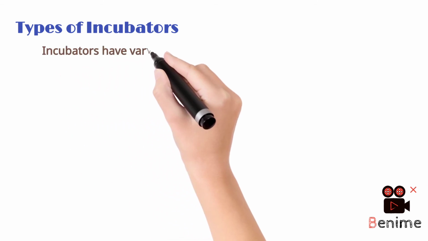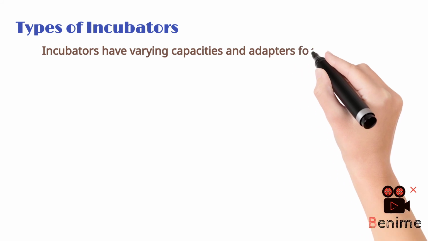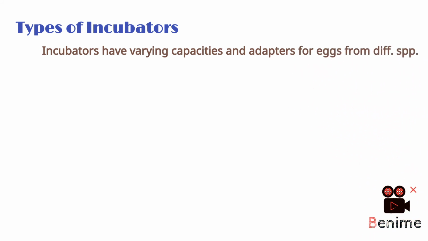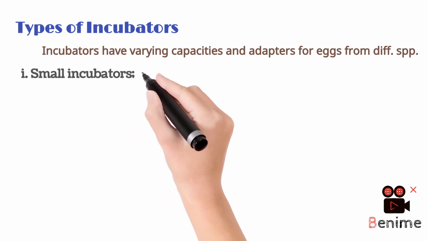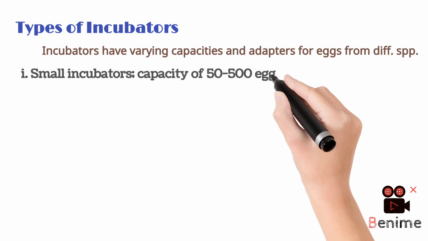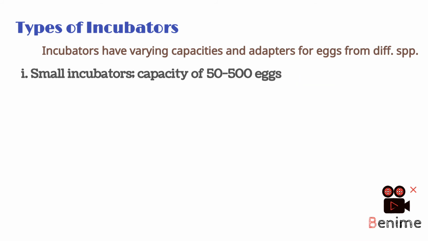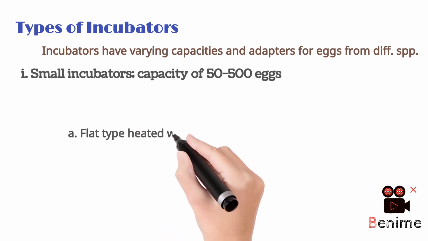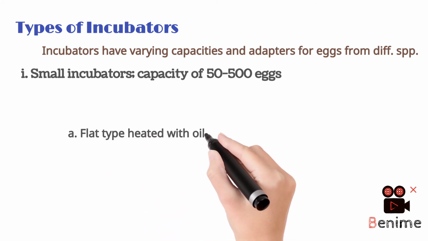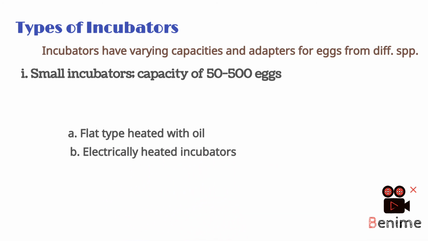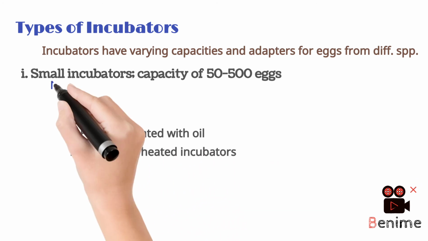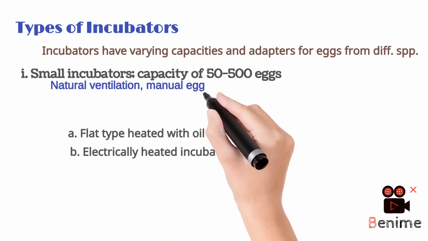Types of incubators. Generally, there are two types of incubators. Incubators have varying capacities and adapters for eggs from different species. On the basis of capacity, there are two types. Small incubators have a capacity of 50 to 500 eggs. Again, small incubators are of two types: fillet type, which are heated with oil, and electrically heated incubators.